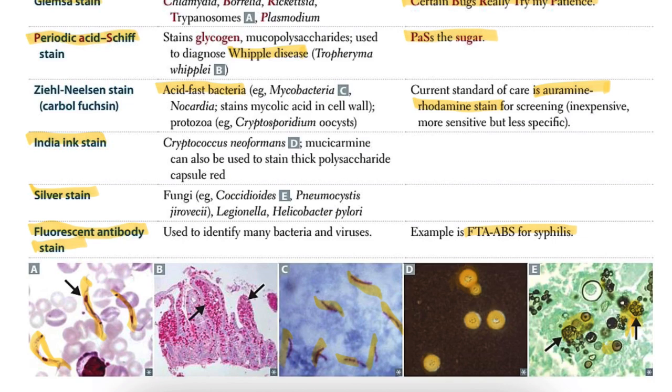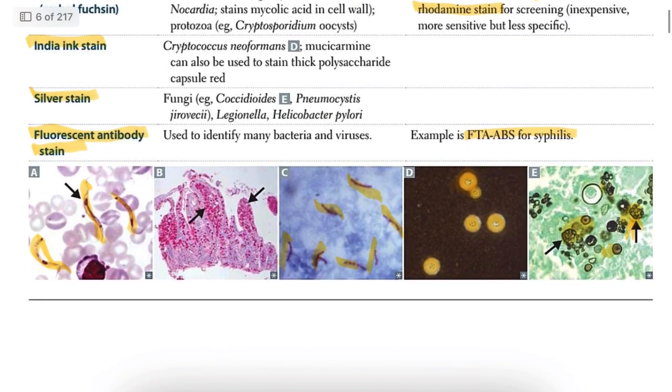So in summary, today we discussed some stains and the organisms they detect. For example, gram stain: most bacteria, first of all, that is the first test. Next, in Giemsa stain we can find organisms like Plasmodium and Chlamydia. In PAS stain we can diagnose Whipple disease. And the Ziehl-Neelsen stain is for finding tuberculosis. India ink for Cryptococcus organisms.